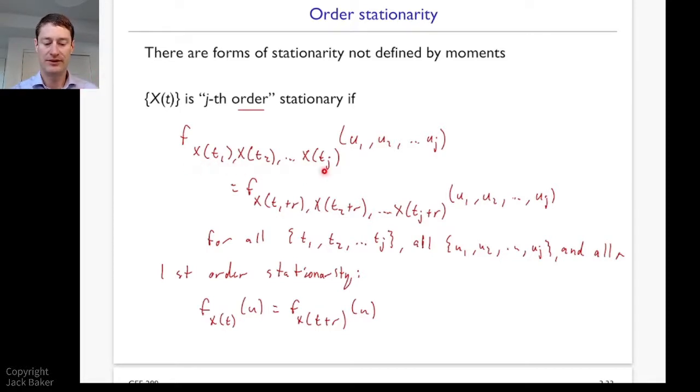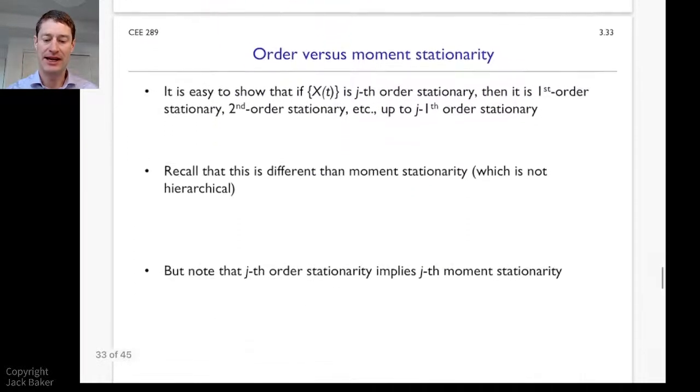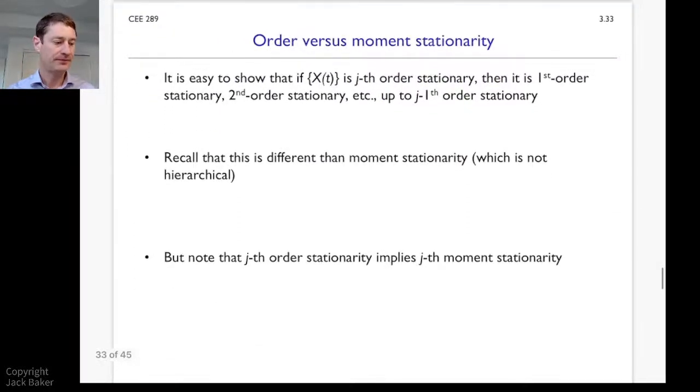So for example, this kind of j pairs of time joint distribution, if that's unchanging to shifts in time, then certainly this kind of marginal density function at a single point in time must be unchanging to shifts in time. Okay, so anything lower order, all we've done is integrate out some of the random variables, and so we couldn't introduce a time changing component by that integration out. Okay, so order stationary is kind of nested, that any lower order stationarity is ensured.